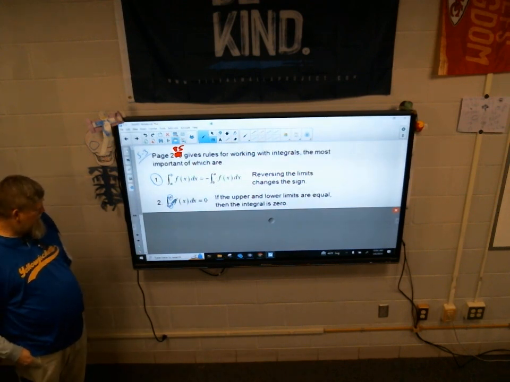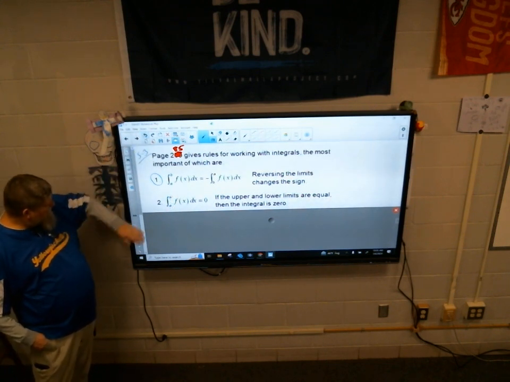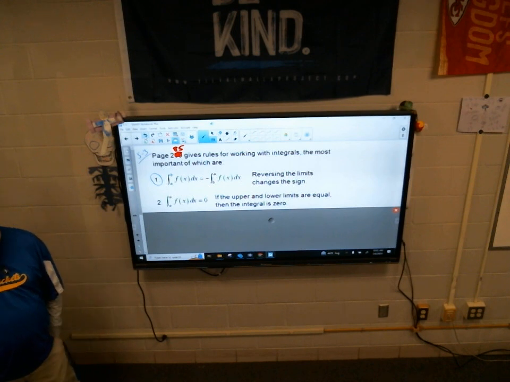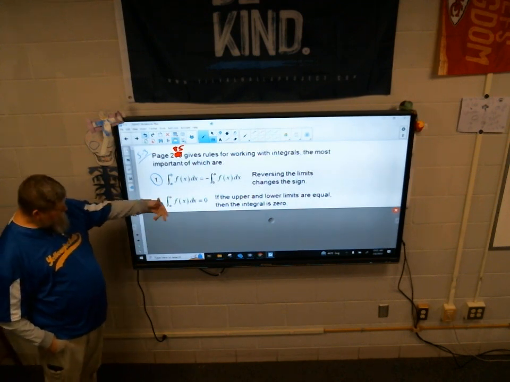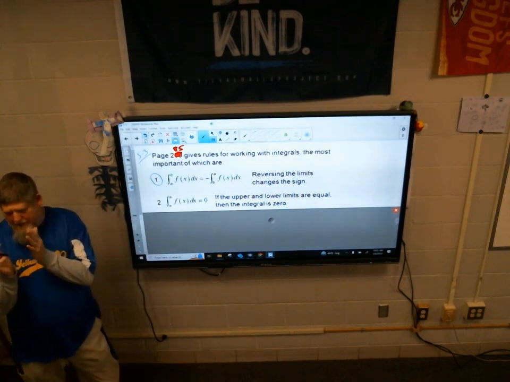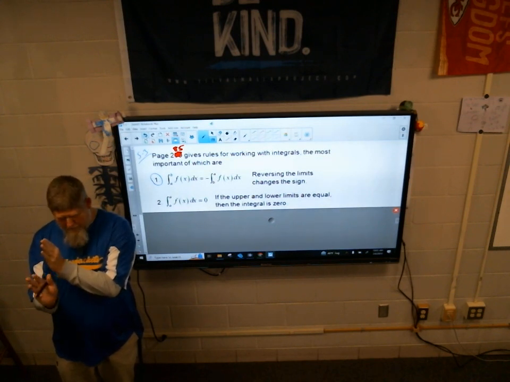Does it say A over A? A to A, yep. If the limits are the same, now that could be any value, positive, negative, rational, irrational, doesn't matter. If these limits are the same, your answer is just going to be 0. And that just kind of makes sense because I'm at x equals 4, I'm not going left to right, so I'm not making anything.